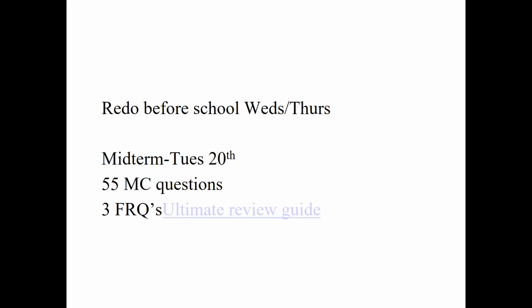All right, the redo is before school Wednesday and Thursday. The midterm is going to probably have 55 multiple choice. The reason is that there's 4 or 5 questions that we're not going to get to cover. There are going to be 4 or 5 questions in the practice about marginal social benefits that you're not going to get because we're not going to get there. And it's going to be 3 FRQs. This is the same midterm I gave out last year.